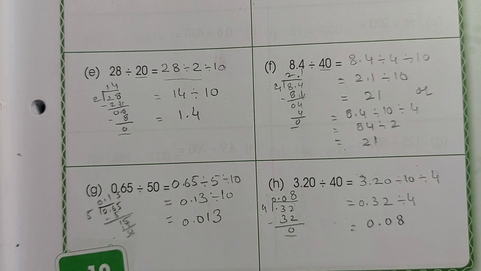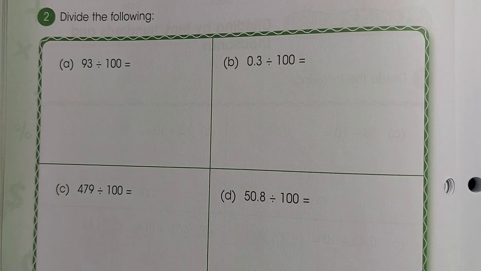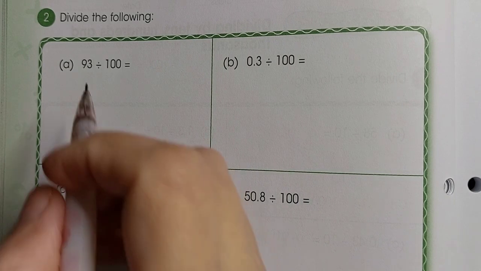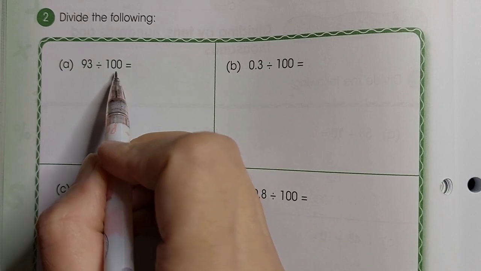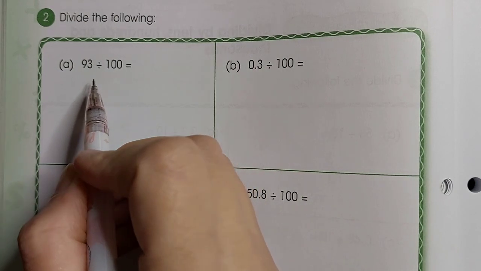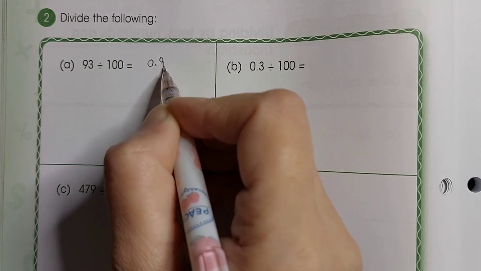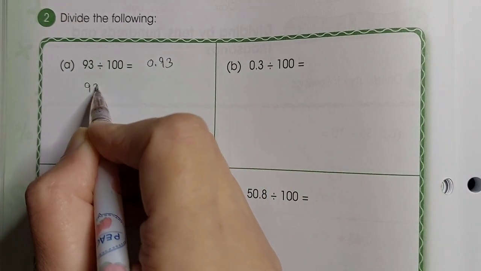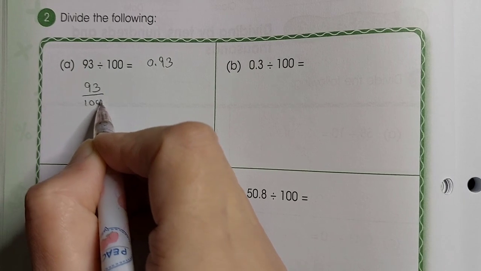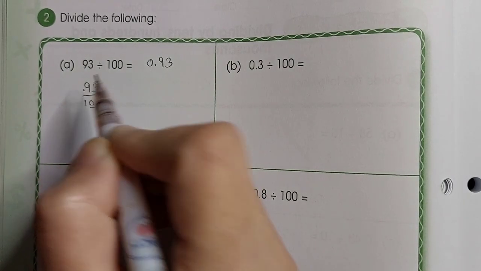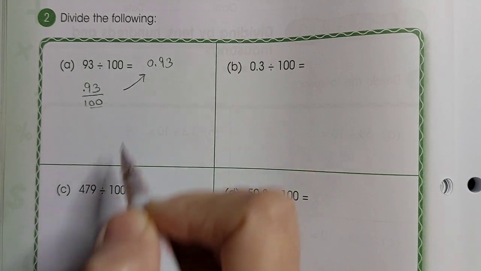Now move on to question number 2. Question number 2 is divide the following, but this time you have to divide by 100. So part A is 93 divided by 100. So we have to move the decimal towards the left 2 decimal places now. It will become what? 0.93. Like 93 divided by 100. How many decimal places? 2 decimal places, 1, 2. It will put here. You will get the same answer.